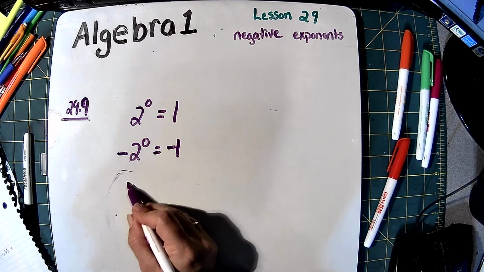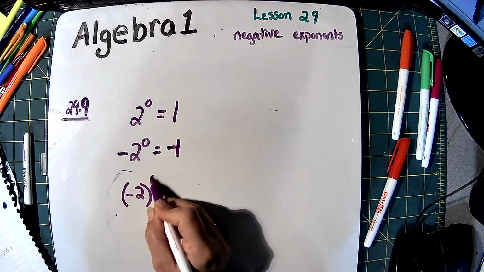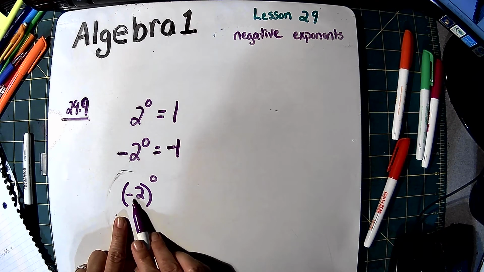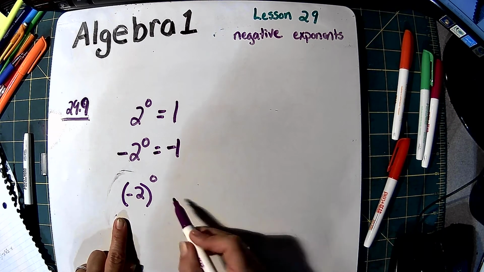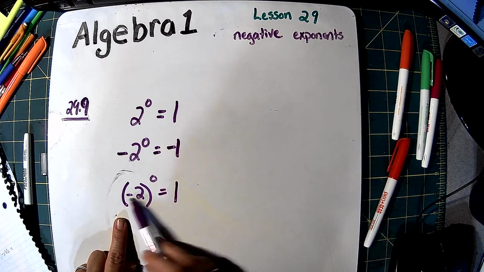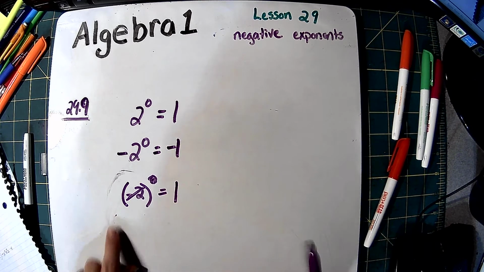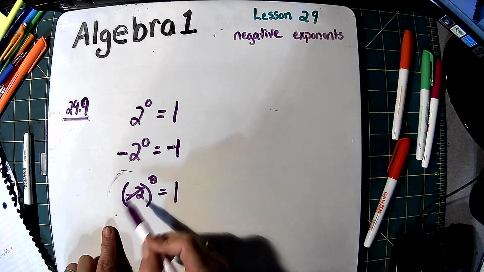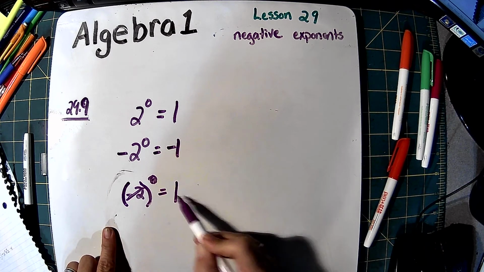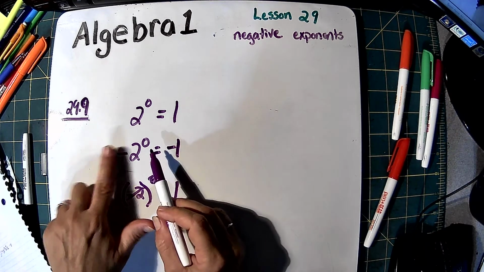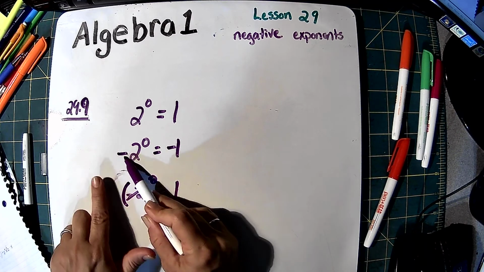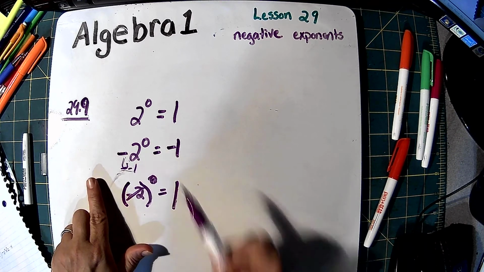Alright, this one is negative 2 to the 0. That negative 2 is included, that negative is included in there, so that one's going to equal 1. We zeroed it out when we went to the 0 power. Okay? So if the negative is inside the parentheses, then it's just going to equal 1. If it's not inside parentheses, then we've got 1, and then we've got to bring down our negative. Okay?